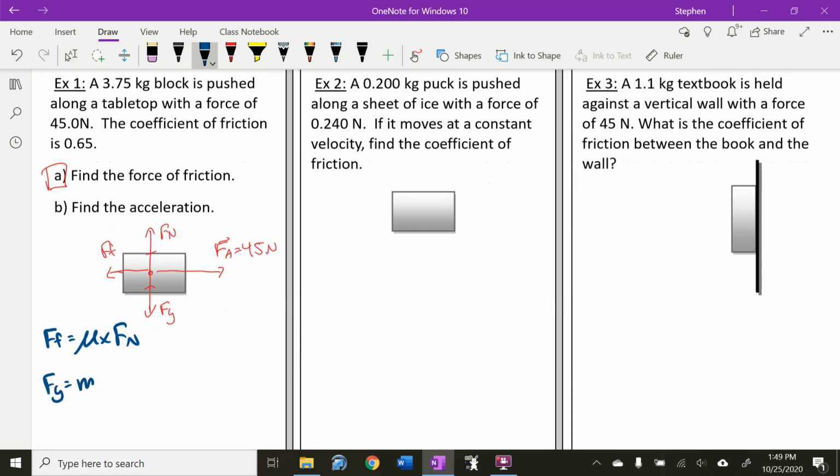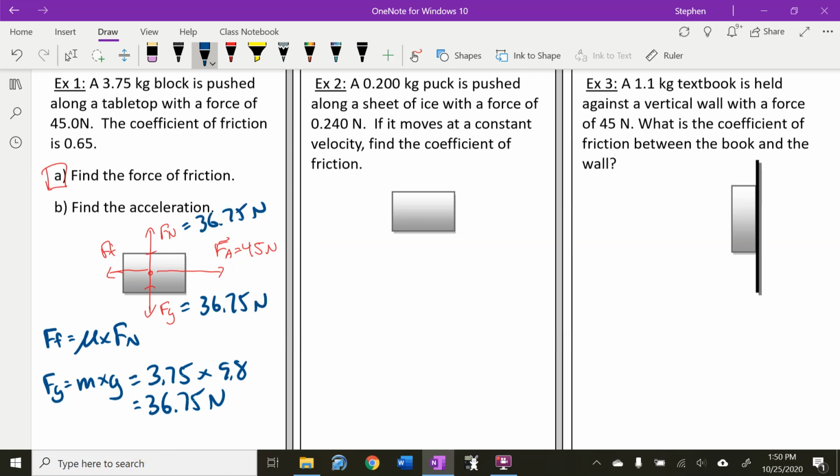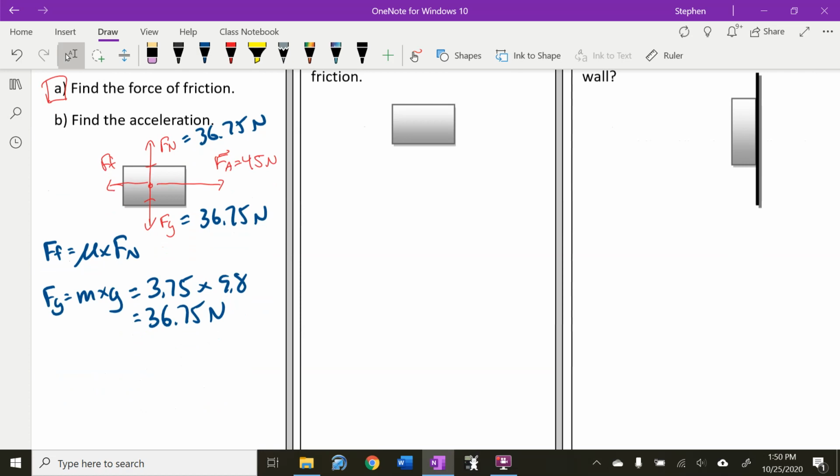Force of gravity equals m times g. In this case, this is going to be 3.75 times 9.8, and that amounts to 36.75 newtons. So that's what this Fg here is, 36.75 newtons, and by extension, we know that the normal force also is going to be 36.75 newtons because it's not accelerating upwards, therefore upward and downward forces are going to be equal and opposite.